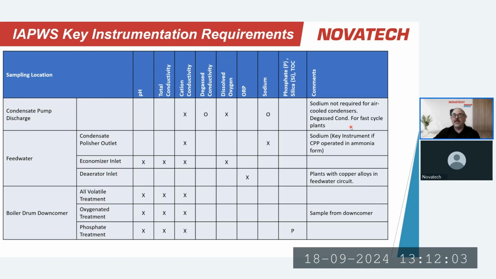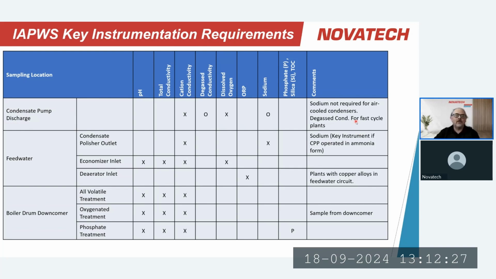Without a degas conductivity measurement, they're going to rely on the cation conductivity, which may take them longer to actually achieve their trigger point where they can actually start the plant. That's lost money for them. And then again, depending on what the unit looks like, whether or not an air-cooled condenser is used versus a water-cooled condenser, a sodium measurement may or may not be required.